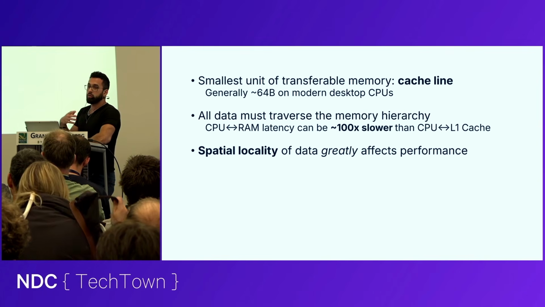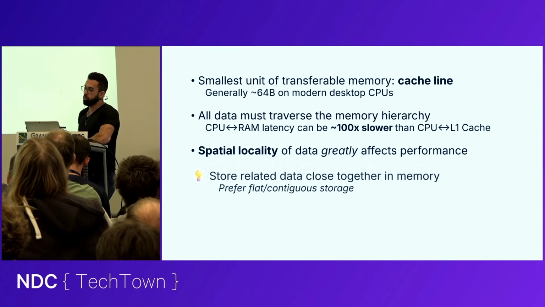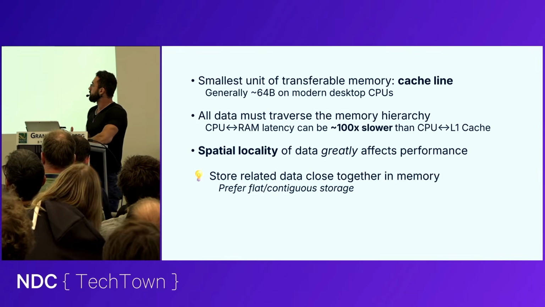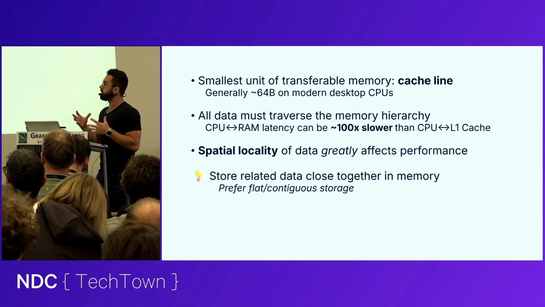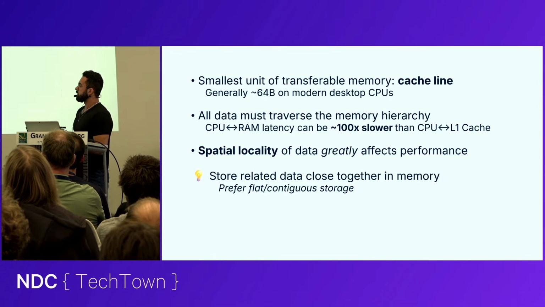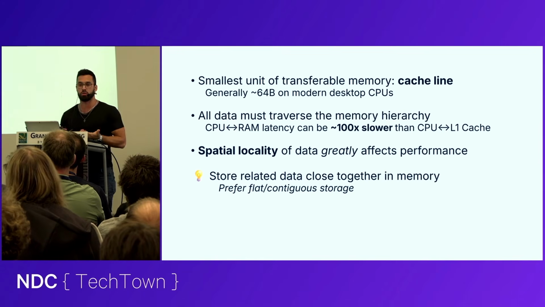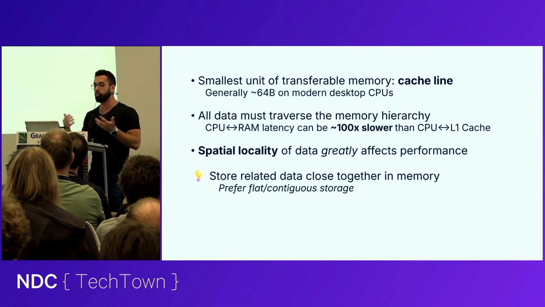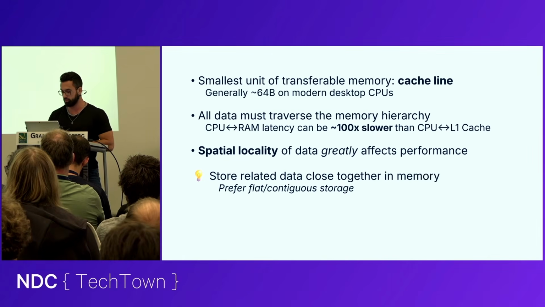So we can already think about some tips, some advice, and I would probably say that if you have data that is supposed to be used together, so related data, you should store it together in memory. And this means, in practice, prefer using flat and contiguous storage rather than something which is node-based or dynamic allocations.